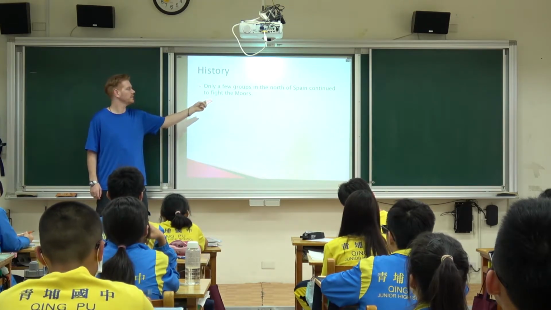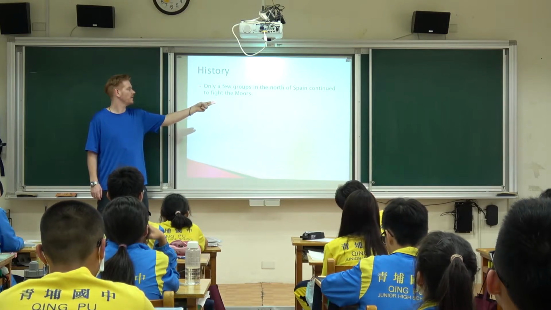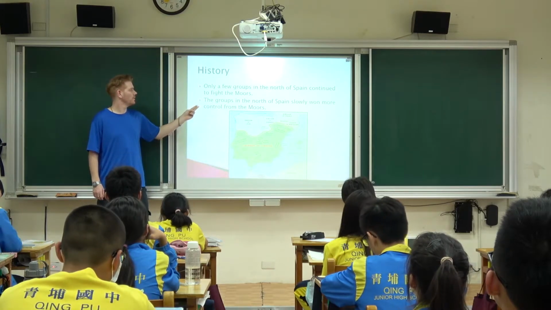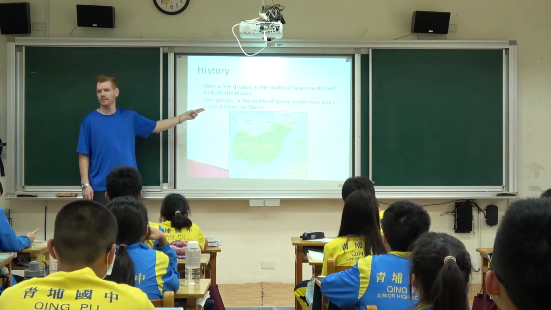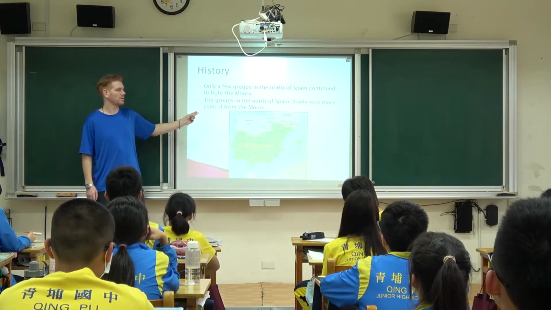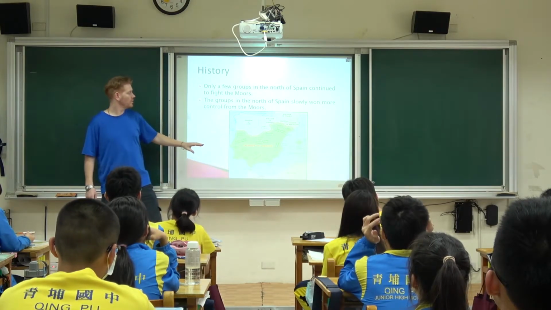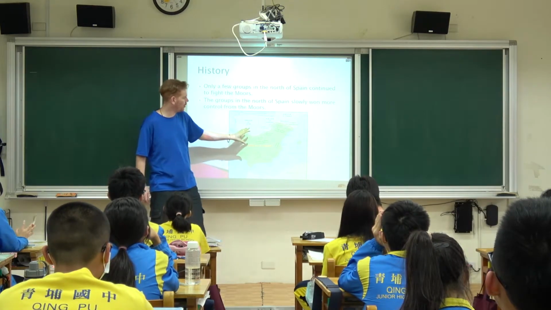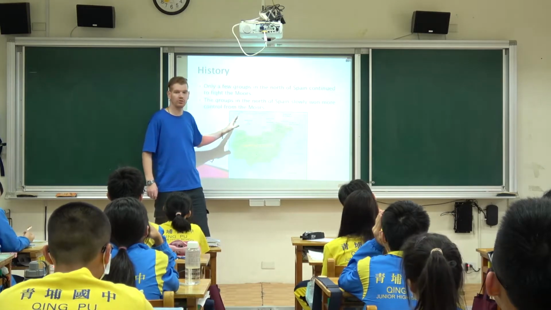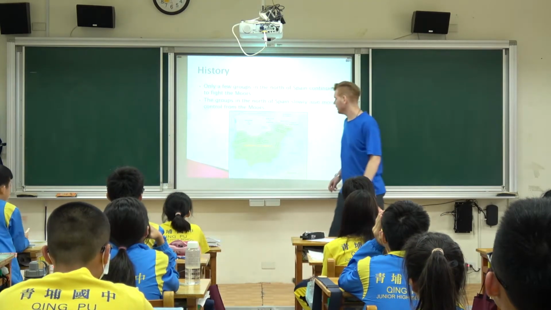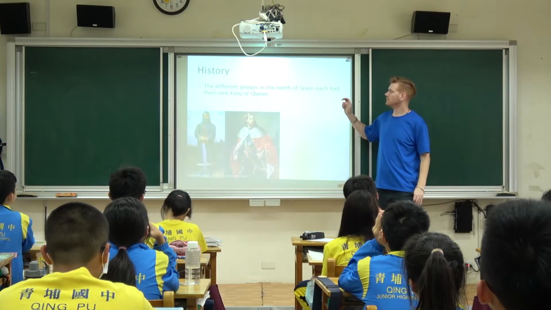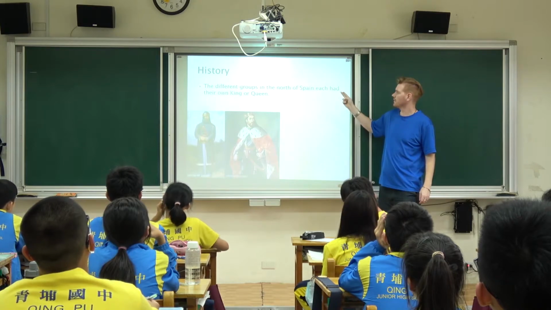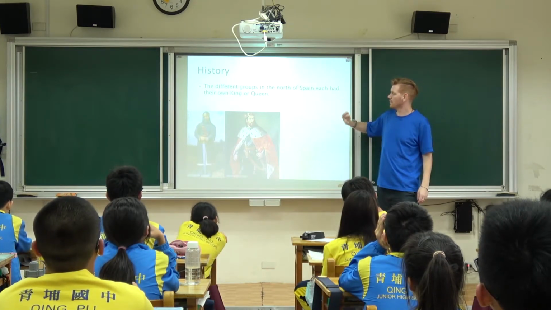Only a few groups in the north of Spain continued to fight the Moors. The groups in the north of Spain slowly won more control from the Moors. So slowly, from the very north, they got more land, more control. The different groups in the north of Spain each had their own king or queen.